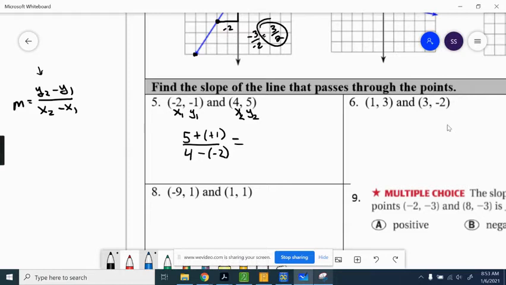Subtracting a negative is the same as adding a positive, okay? And the same is true down here. So we have 5 plus 1, which is 6. 4 plus 2 is 6. This reduces down to 1.